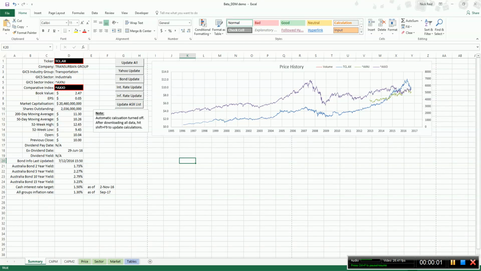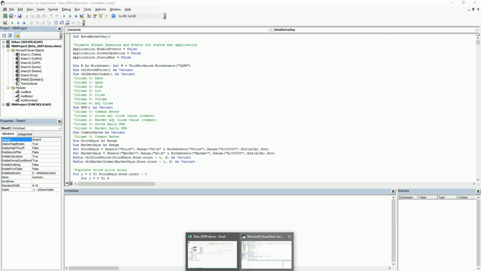Hey guys, so this is part 2 of my run through of my first spreadsheet, the stock valuation spreadsheet, which employs the dividend discount model and the CAPM. So in this video we're going to run through the VBA coding in the background. So we'll just switch to VBA.